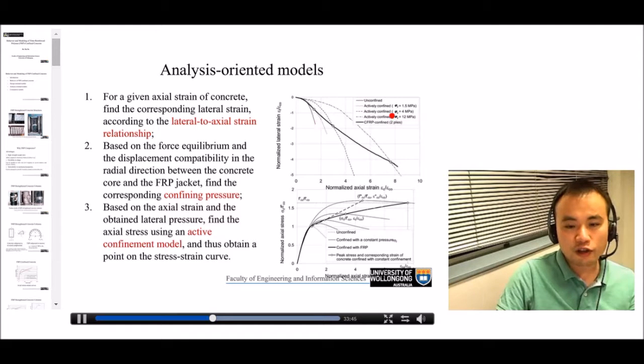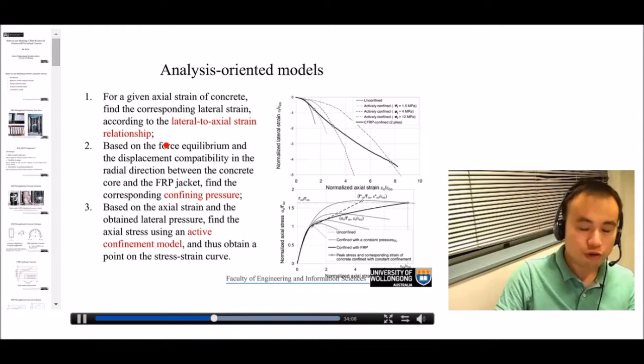And because of this observation shown in the top figure here, you can expect that this equation must work well for both actively confined concrete and FRP-confined concrete. This is the first step. So we find the lateral strain from an axial strain. And the second step is to find the confining pressure from the lateral strain.